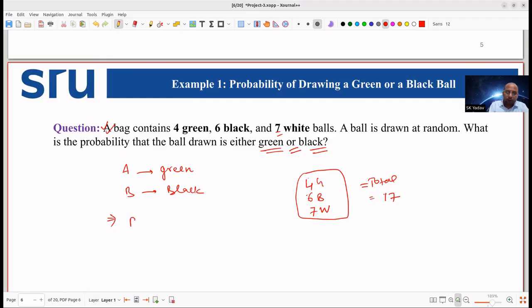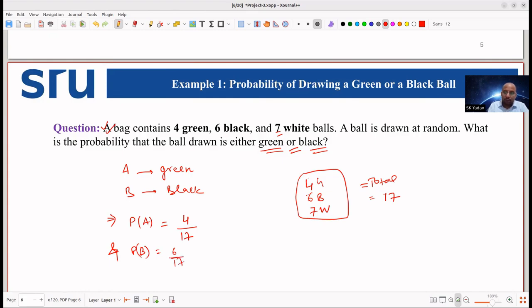So what is the probability of A? A means green ball. It is also very clear that green cannot be black, cannot be white. Similarly, black cannot be green, cannot be white. So the events A and B are mutually exclusive. Probability of A, green balls: favorable are 4 balls and total balls are 17. Similarly, probability of B, black ball: there are 6 black balls, so 6 by 17.